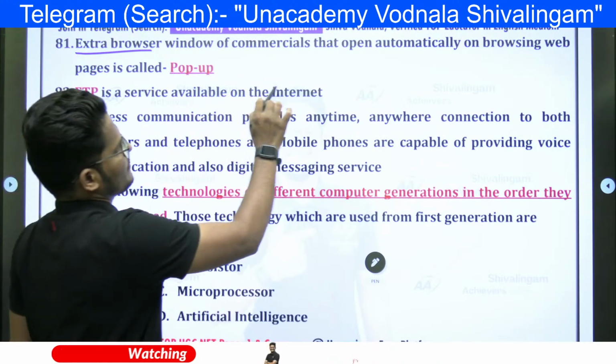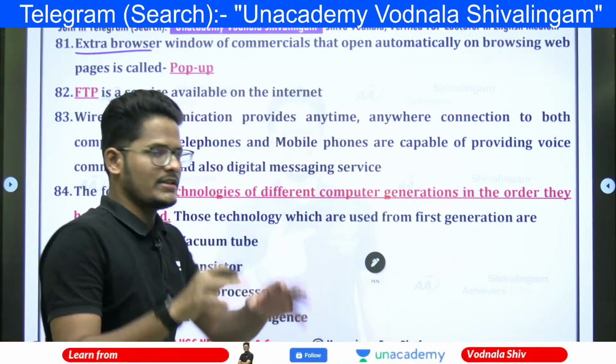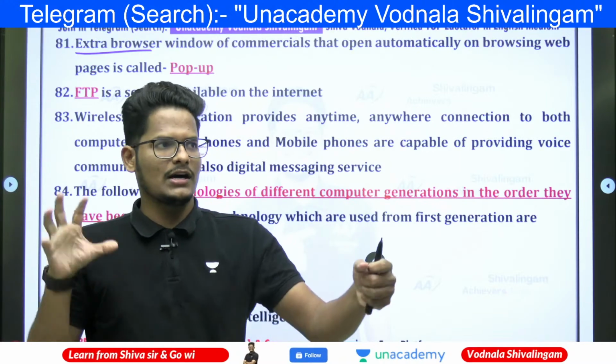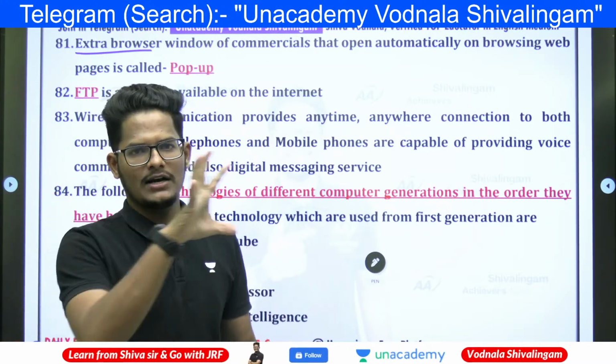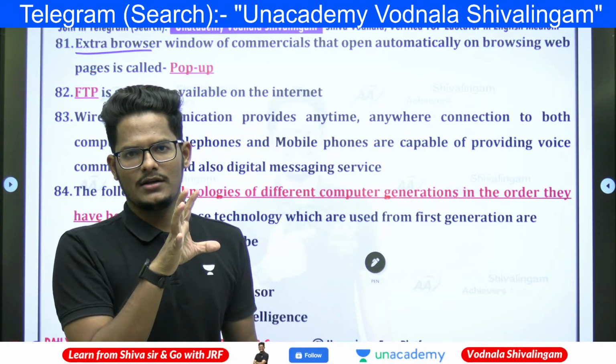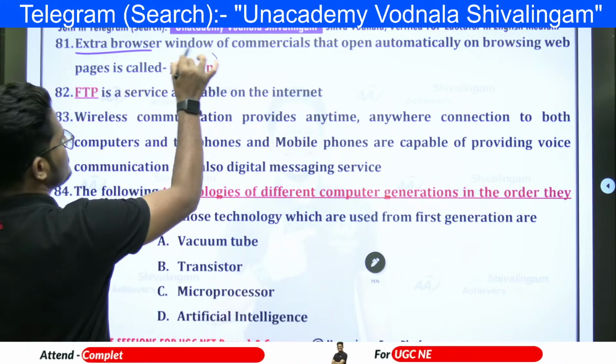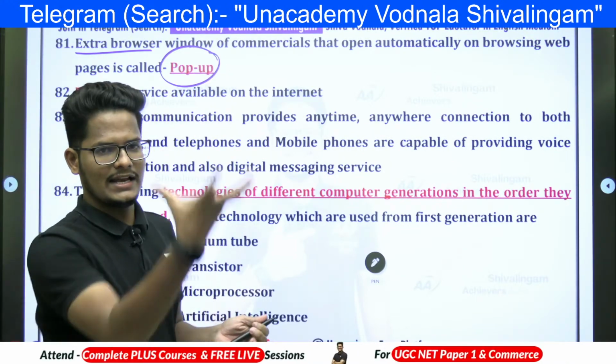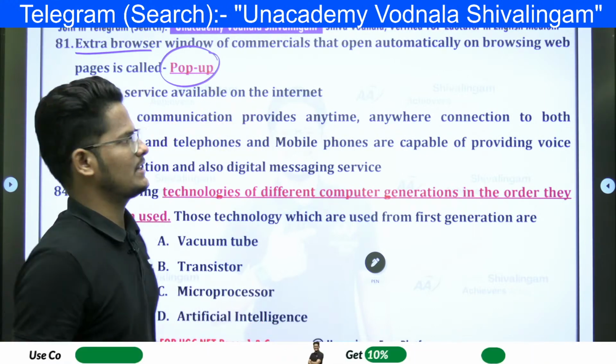A browser window of a commercial that opens automatically. So once you open some website, it will come with a sign up, or it will come with one advertisement, whichever offer is going on. That comes under the pop-up, which will get highlighted once you enter into that website.